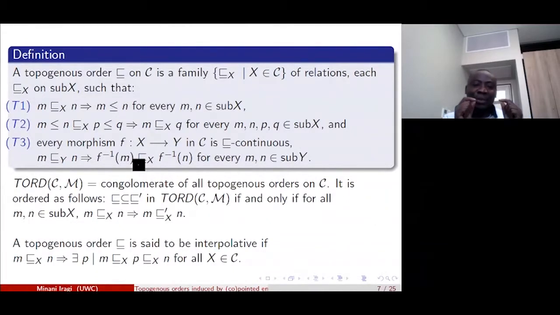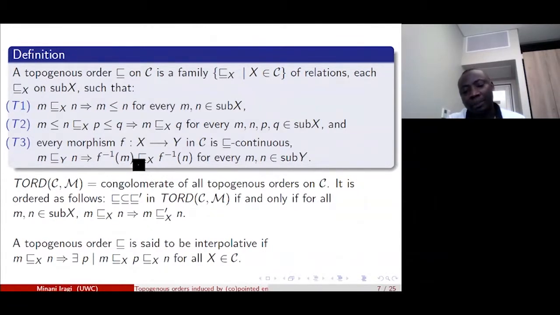The topogenous order of C is a family of order relations, and each of those relations on subobjects must be closer than or equal, satisfying the property that allows it to be associative, and it must have as well the continuity condition. Here, we denote by cross the conglomerate of all orders on C. In this class, we just order it by inclusion.